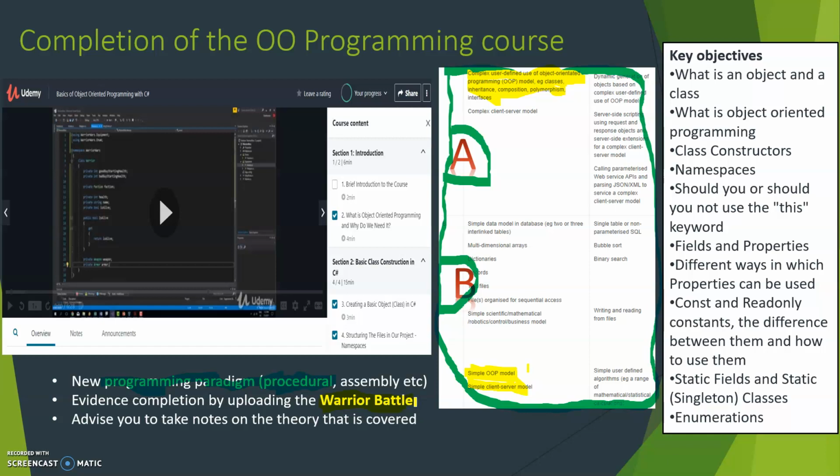So come Friday, you should be able to upload a video walkthrough of this particular program, which demonstrates that you've been able to create a relatively simple object-oriented program, but nevertheless it's a starting point on which we can then build and develop your understanding further this week.